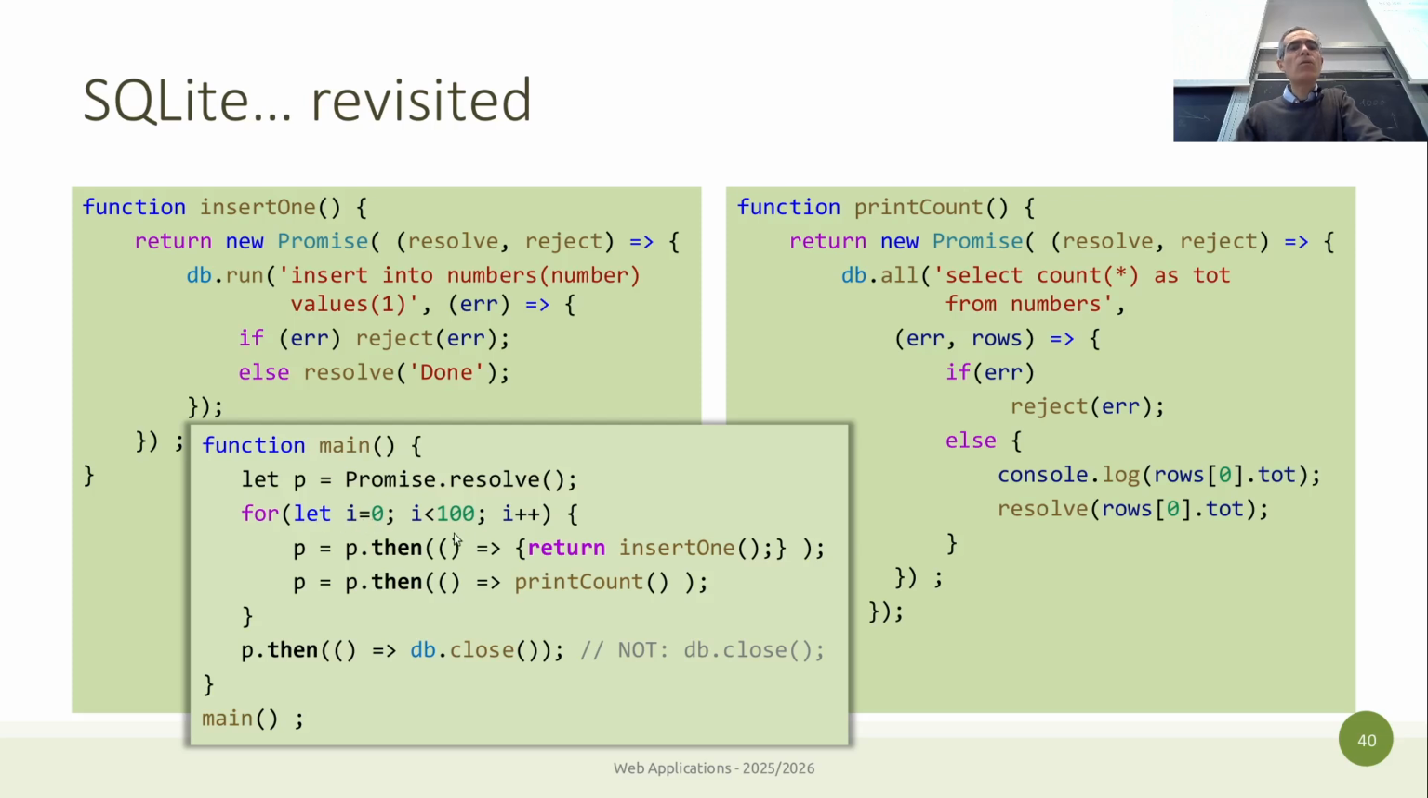And from 0 to 100, P.then return insert 1, okay? P.then print count and so on. So basically you chain all the operations. And in this way, you are sure that the next callback is called only when the previous asynchronous operation executed by the previous callback in the chain is finished, okay? Of course, this is not the best code we can write, and indeed in the second hour and a half we will have an even better way of writing this code, okay? But this already solves a big problem for us.